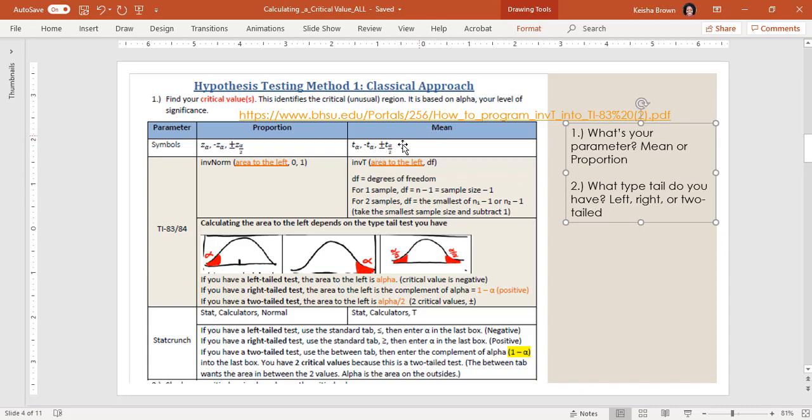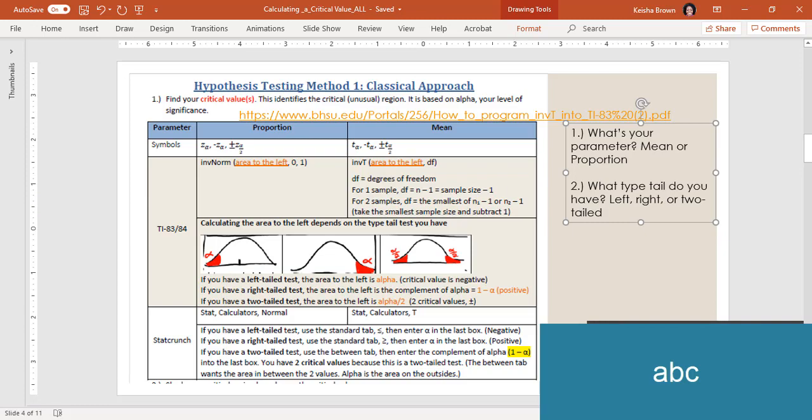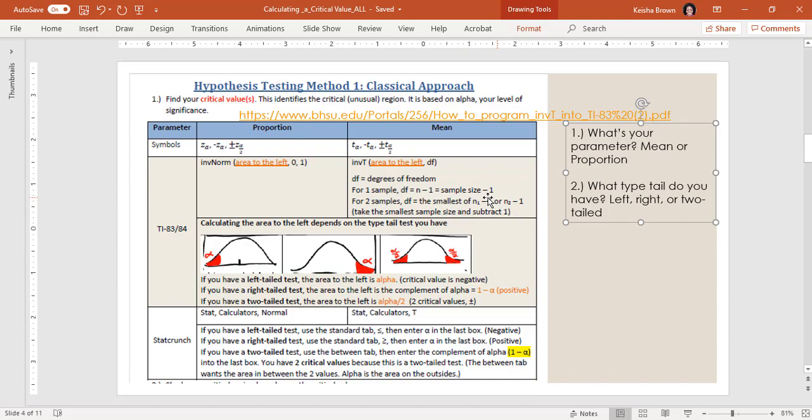If you have a mean problem, then the function you're using is inverse t. Inverse t also takes the area to the left, and df. Your df is your degrees of freedom. If you have one sample, your degrees of freedom is your sample size minus 1. If you have two samples, your degrees of freedom, according to our textbook, is the smallest sample size minus 1. So take the smallest sample size of your two samples and subtract 1 from that. If you're a StatCrunch person, you're under Stat, Calculators, and Normal for proportion problems. If it's a mean problem, you're under Stat, Calculators, and T.